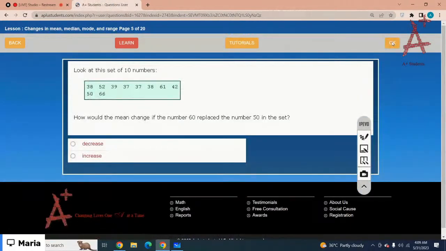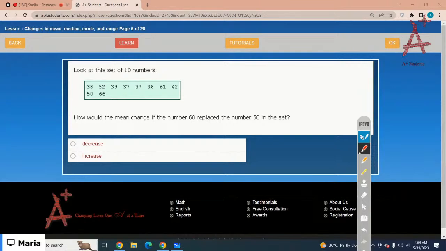Okay, look at the set of 10 numbers. How would the mean change if the number 50 replaced 60 in the set? You have to calculate the mean of the data. So for the mean, you have to add up all the numbers and divide by the 10. Let me just calculate the mean of the data. Let me just add them.